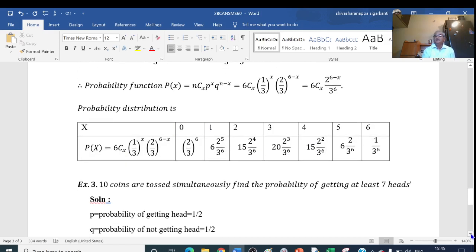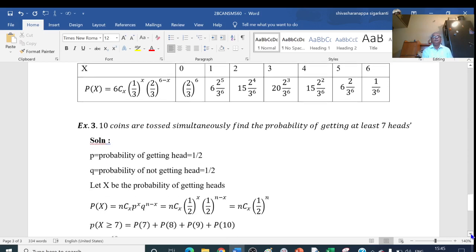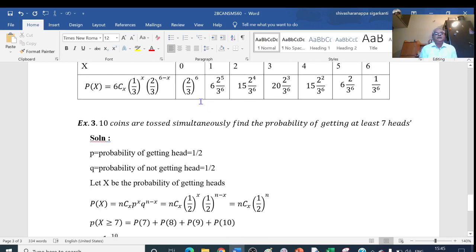Next example. 10 coins are tossed simultaneously. Find the probability of getting at least 7 heads. 10 coins are tossed simultaneously, so there are 10 trials. And in every trial we have either a head or a tail. Head we can take as getting a success. We take this as P.